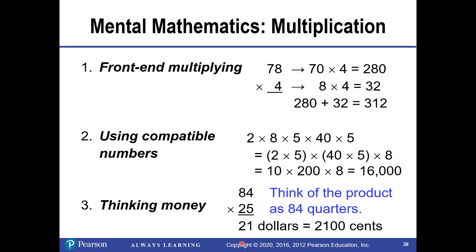Sometimes thinking about money will help. So here we could think of this product as 84 quarters. So if we had 84 quarters, that would mean that we would have $21, which would be the same as 2,100 cents, which is the answer to this particular problem.